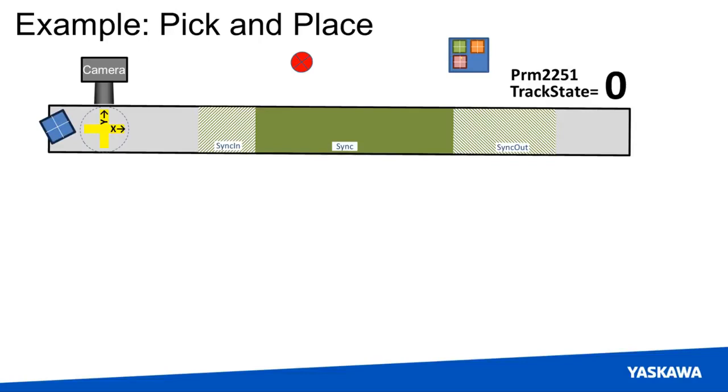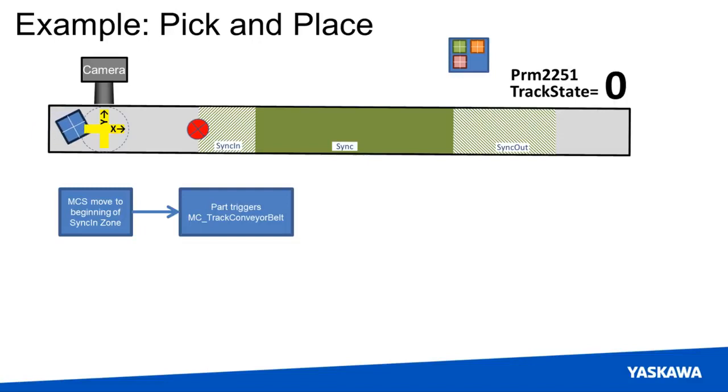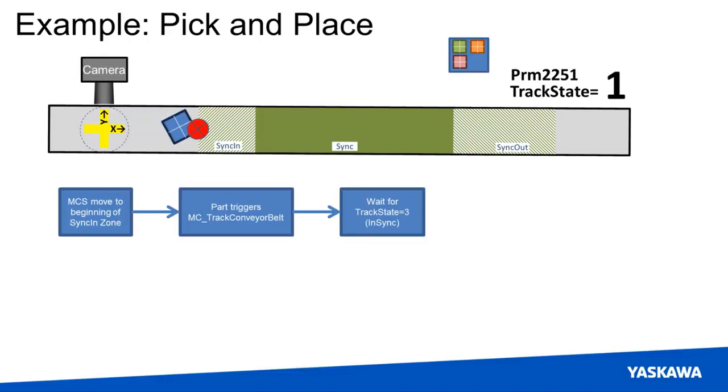So, in order to do this, the first thing we want to do is an MCS move to move our tool, our TCP. Do you remember what that stands for? Tool center point. Move our TCP to the beginning of the synchronization zone. And as the part comes down, we trigger our track conveyor belt. We again wait for the synchronization to occur. This is exactly the same as before.